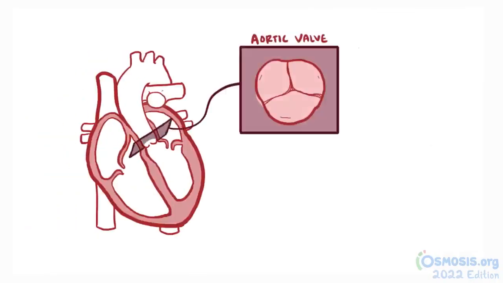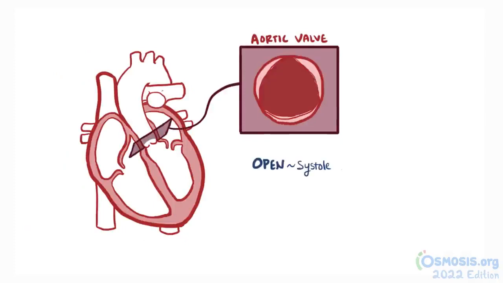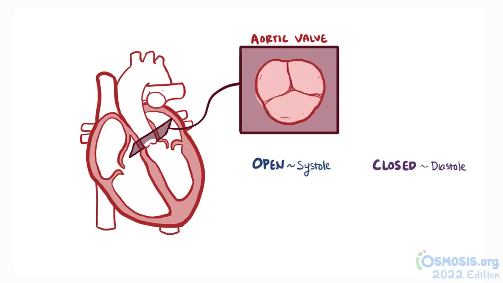The aortic valve is typically made up of three leaflets: the left, the right, and the posterior leaflet, and it opens during systole to allow blood to be ejected to the body. During diastole, it closes to allow the heart to fill with blood and get ready for another systole.